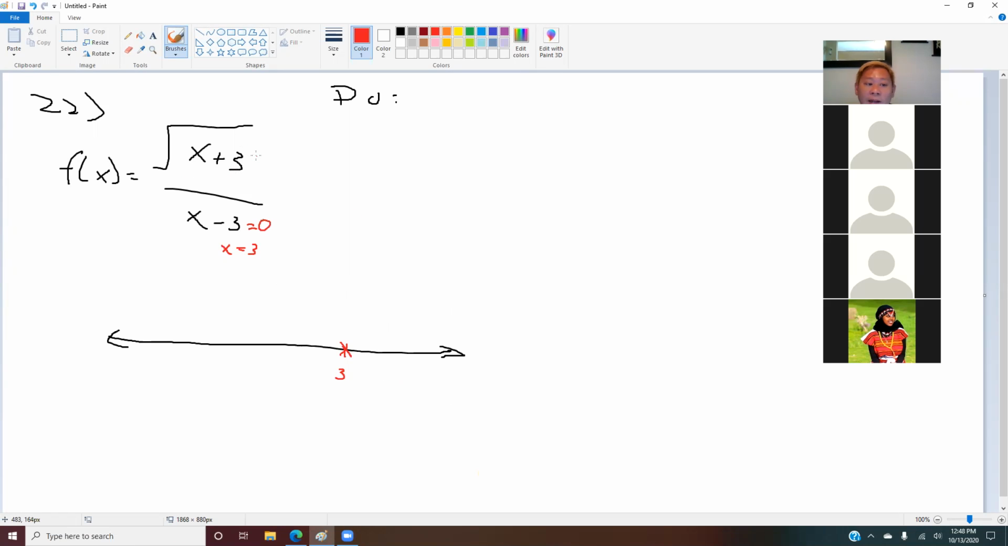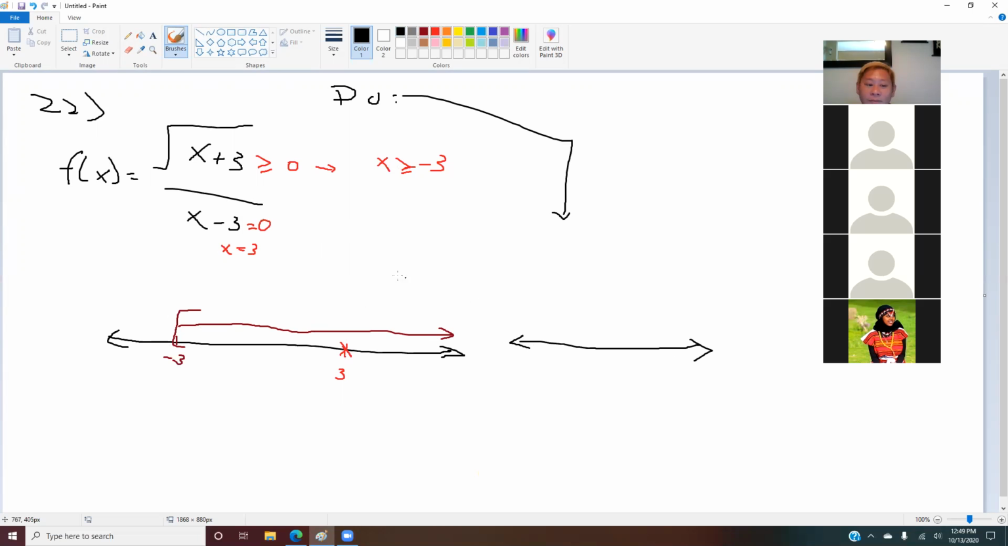But on the numerator, you have to make this greater than or equal to 0. So what you have in this case is x is greater than or equal to -3, because you move the 3 over. So for this top domain, it goes from -3 all the way to this side, because this means x is greater than or equal to -3. So if you combine these two together, what is your domain in this case?